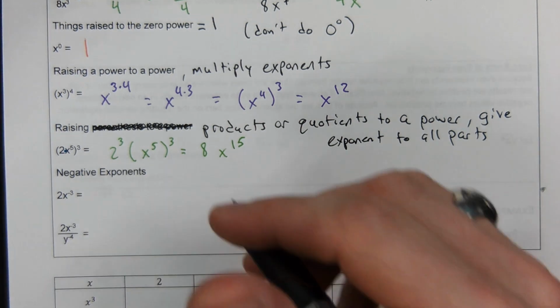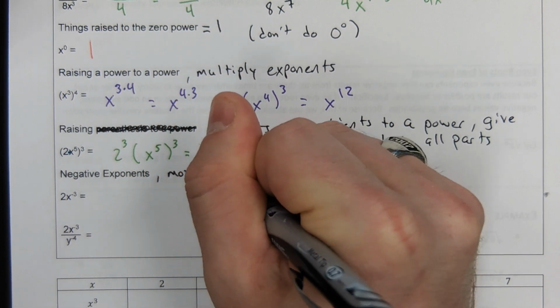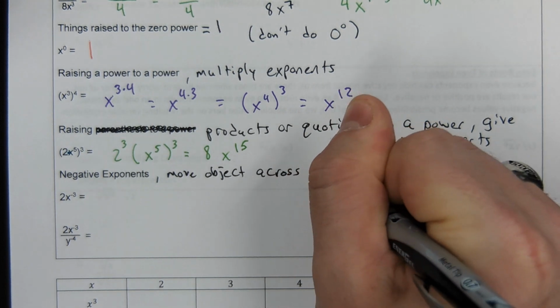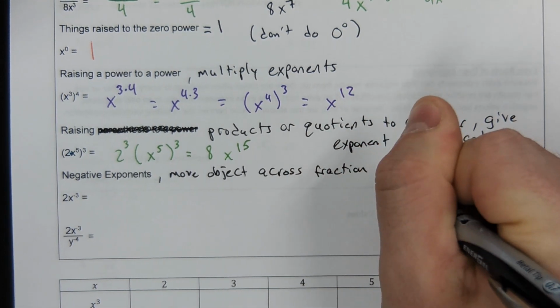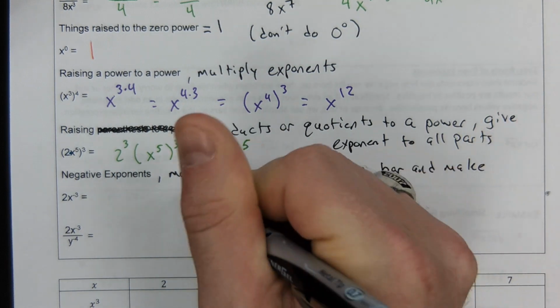So instead what we'll say is negative exponent, move object across fraction bar and make exponent positive.